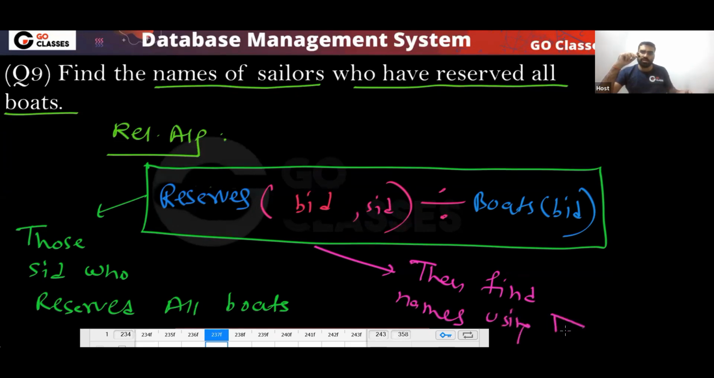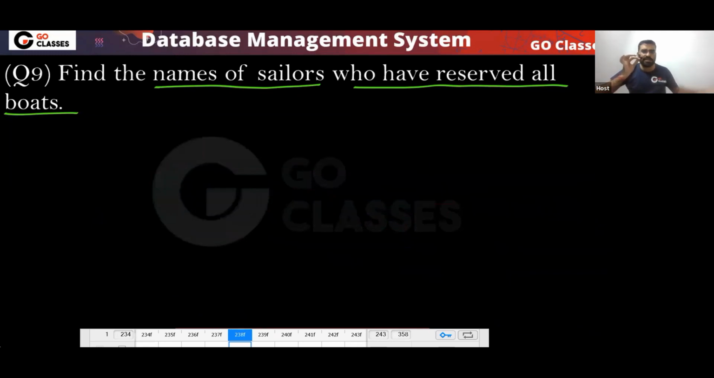You can do the natural join with sellers and you can find the names. Correct? Yes or no? So remember, this is your relational algebra. But can we write this query in SQL? And that is very easy. See, very easy.